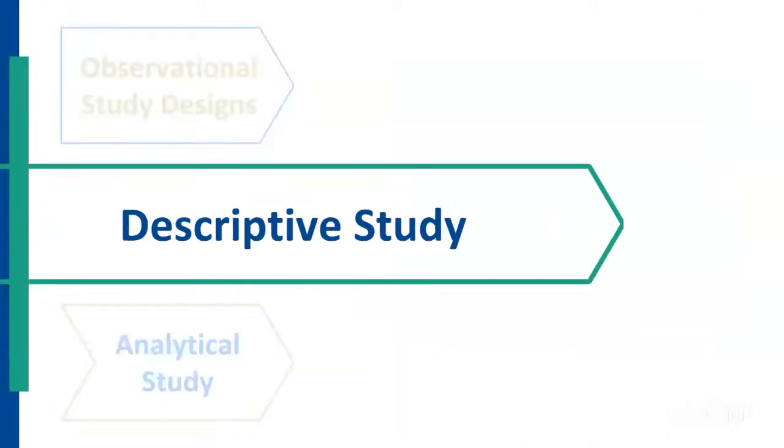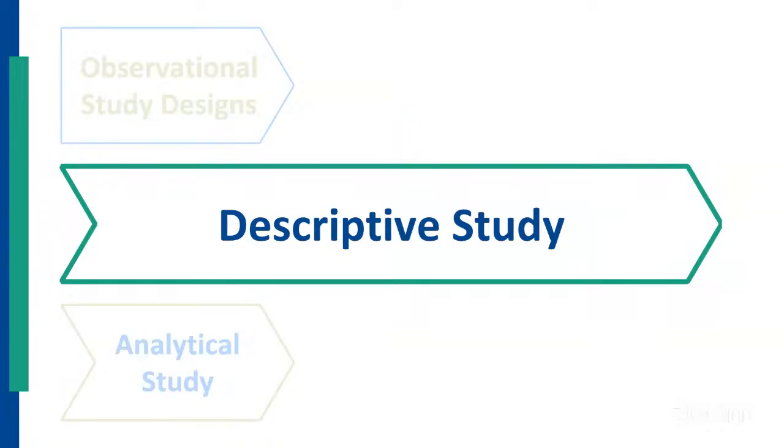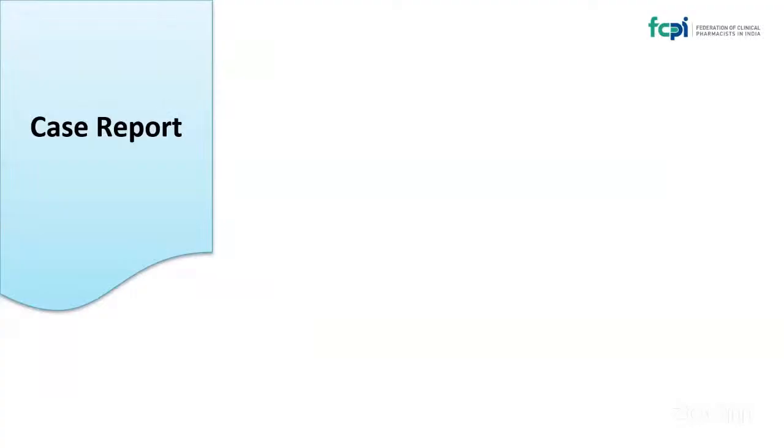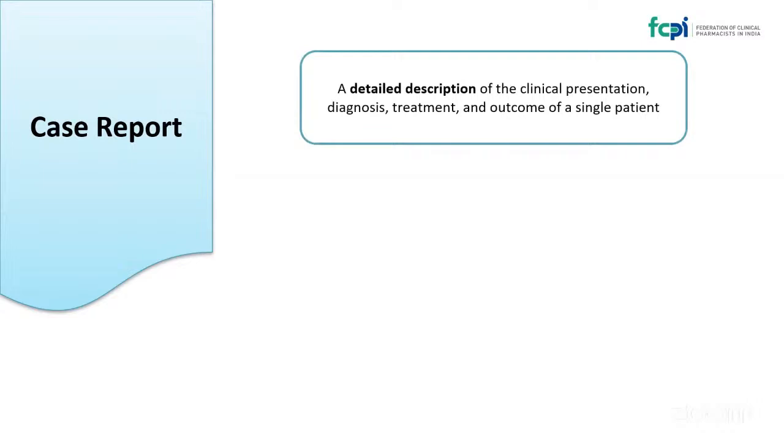Now we will go towards explaining different types of the descriptive study. So descriptive study is classified into 4 types: case report, case series, ecological studies, and cross-sectional study. So first is case report study. A case report is a detailed description of a clinical presentation, diagnosis, or treatment of a single patient. Here the report is generated based on the data of only a single patient.